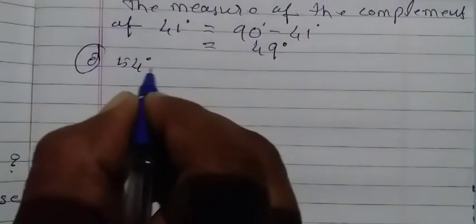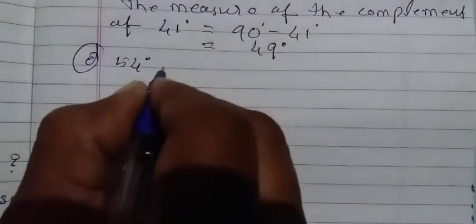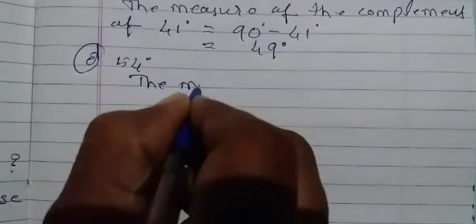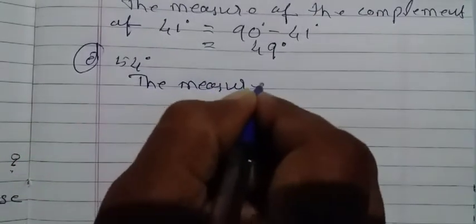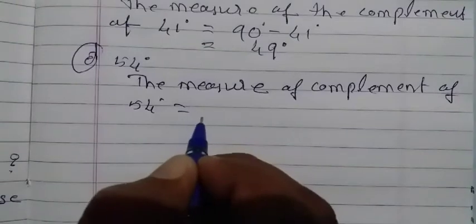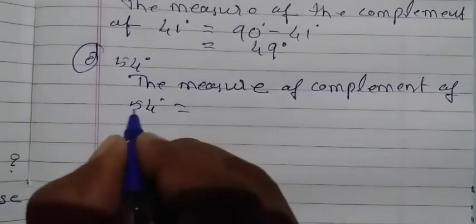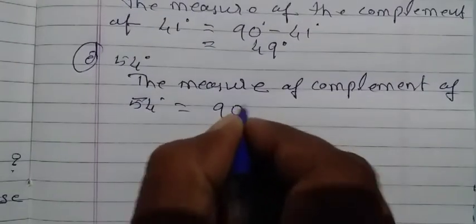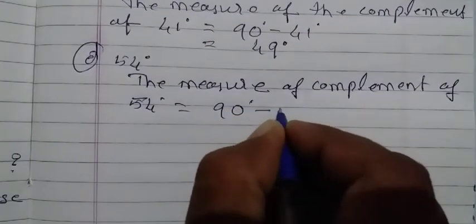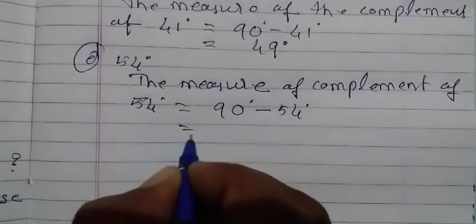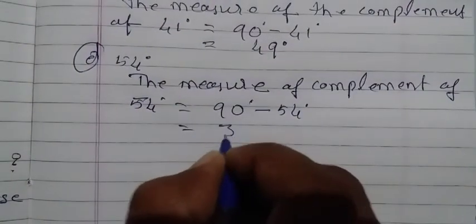Next question number D, 54 degree. The measure of complement of 54 degree is equals to 90 degree minus 54 degree. 90 degree minus 54 degree, that is equals to 36 degree.